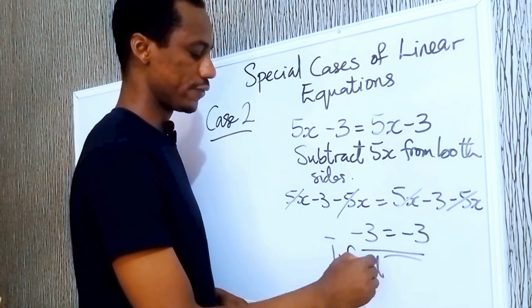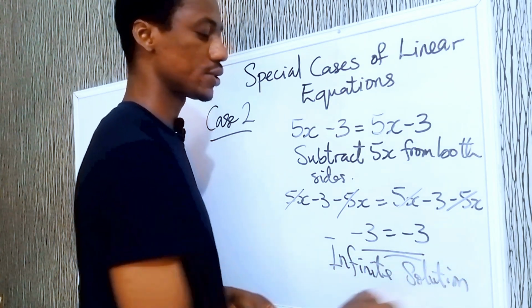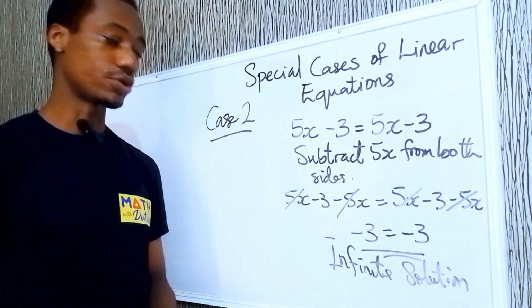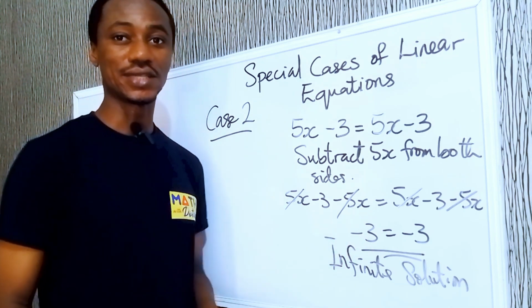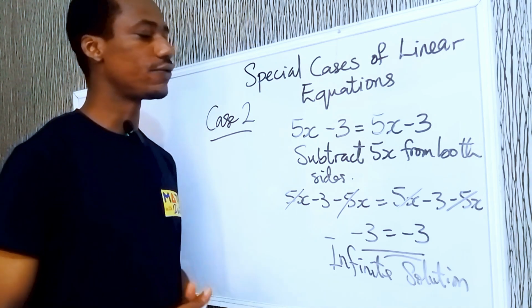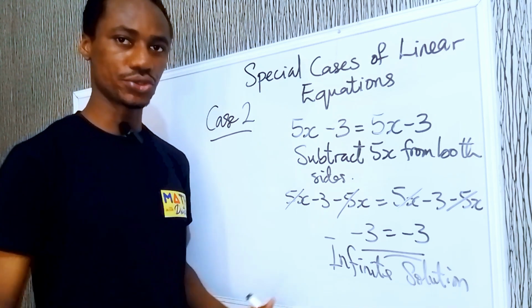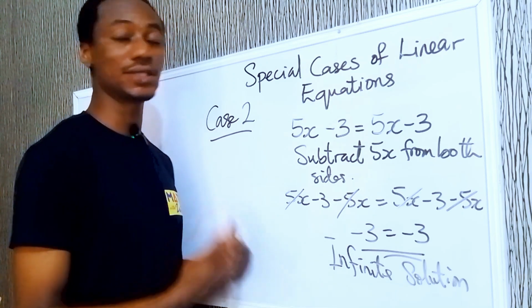Alright, infinite what? Solution. Remember, the first one is no solution, right? This one is infinite solution because what you have on the right hand side is the same as what you have on the left hand side. In this case it means that any value of x would satisfy the equation. So any value of x at all would make the equation true.